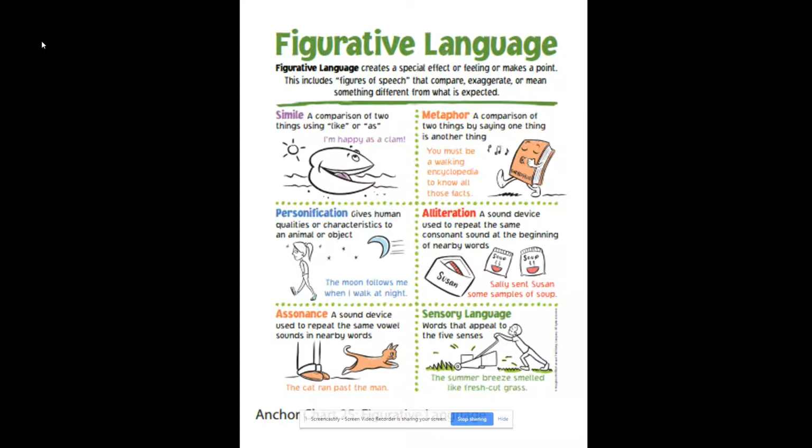We want to make sure that when we write something, people want to read it. Authors also use figurative language to create clear pictures in readers' minds. That's visualization. Let's look at 6 types of figurative language that we might see in text that we are reading together this week. The first one is a simile, comparing two things using like or as.